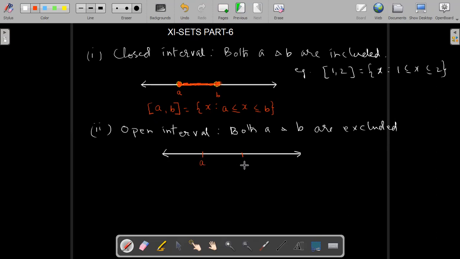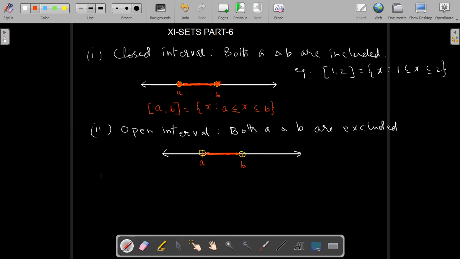So this is again A and this is again B. Now leave these circles empty, and you can darken the line between them. That's it. Because A and B are not included, we are not filling them. I think you understood: when we fill the circle, the point is included; when we do not fill it, it is not included.